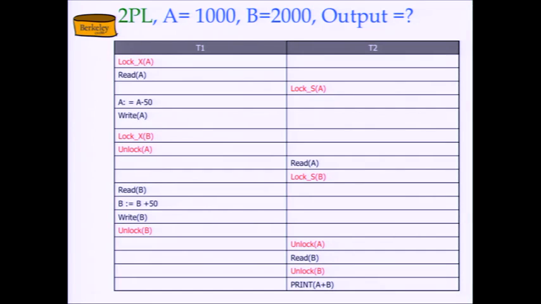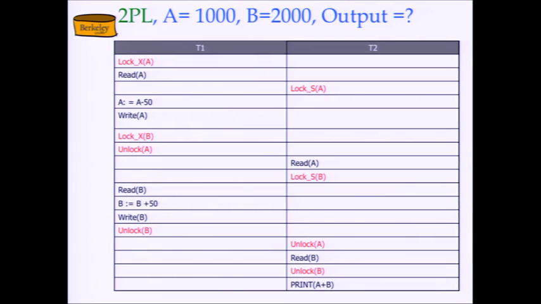Increment by 50. Write B back to the database. Unlock it. And guess what? T1 now has no more locks, which means it's done. It can't do anything else in the database. All right, so T1 has essentially committed.